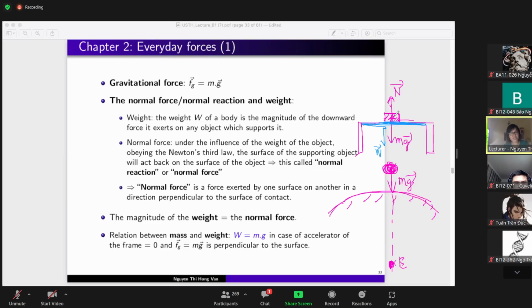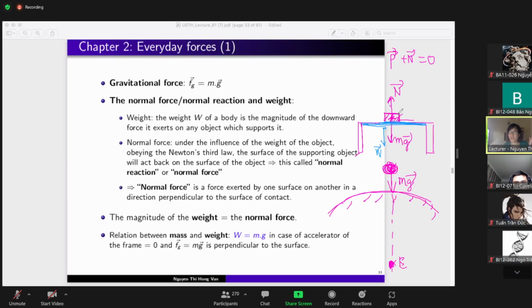But if you don't have the table, you take out the table, it falls. So the table supports it by acting a normal force on it to keep it balanced against the gravitational force, and then this guy will be at rest. In this case, you have P and N equal to 0, if you neglect the friction. So zero means the object will be at rest and in equilibrium.